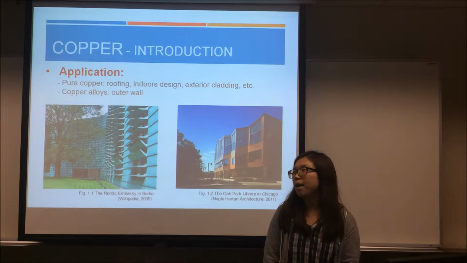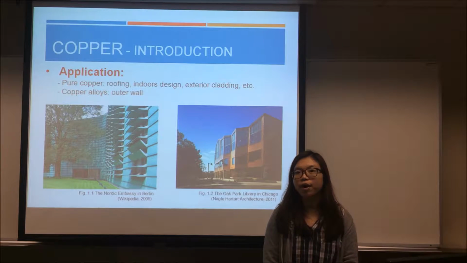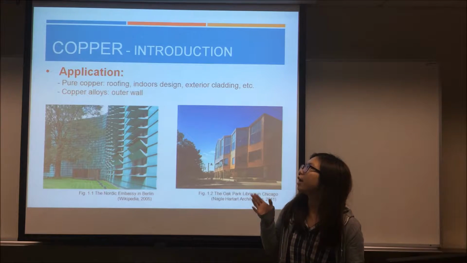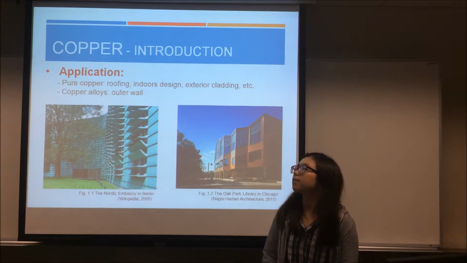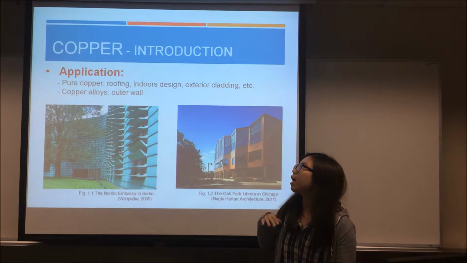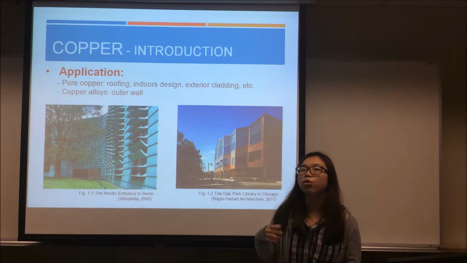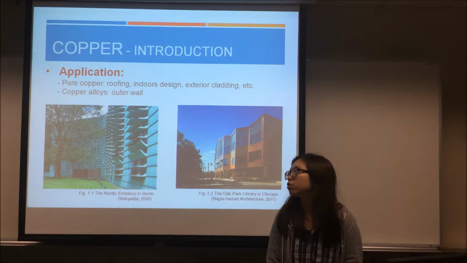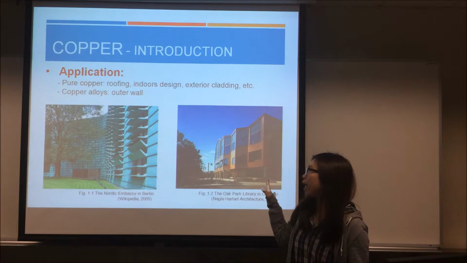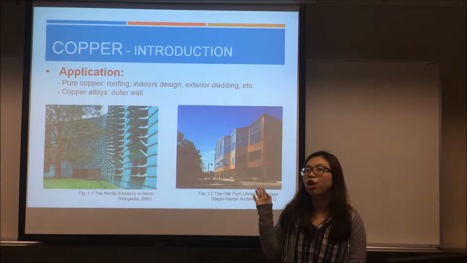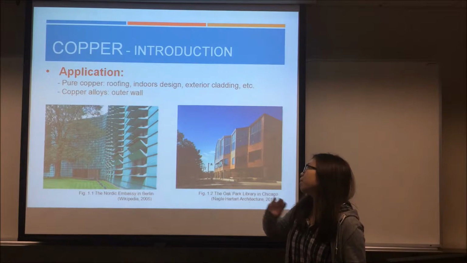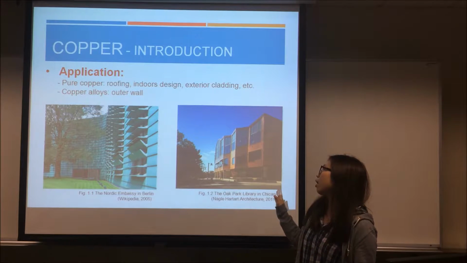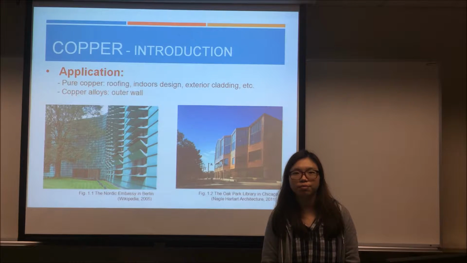Unlike other metals, pure unalloyed copper is often applied to some construction work, for instance roofing, indoor designs, and exterior cladding. While copper alloys are also used for some outdoor walls. These two are examples of the application of copper in the world, like the Audi Showroom in Berlin and the Oak Park Library in Chicago.